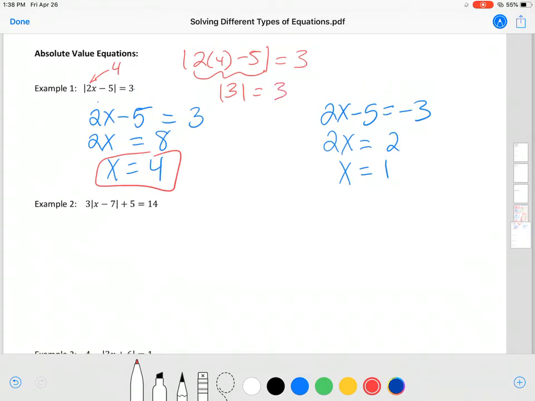Okay, now let's plug in this one to check. So I'm going to plug in 1. So I have the absolute value of 2 times 1 minus 5, which is equal to 3. That gives me 2 minus 5, which on the inside gives me the absolute value of negative 3, but when I take the absolute value of negative 3, I get 3. So both of these work. Not every single time, there are special cases, but most of the time with absolute values, you're going to get two equations.